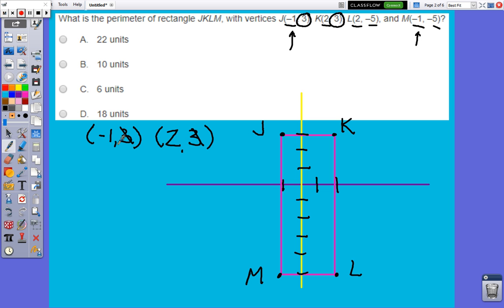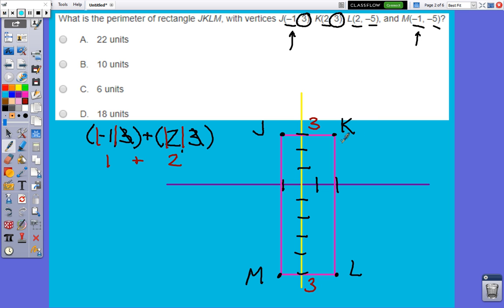I notice that they're in different quadrants. So what I need to do now is find the absolute value of these two and add them, because they're in different quadrants. So I want to find the distance between J and K. The absolute value of -1 is 1. The absolute value of 2 is 2. 1 plus 2 gives me 3. Now it's a rectangle, so JK, the opposite side, is congruent to ML. So I'm going to put a 3 down here because I already know that opposite sides are congruent.